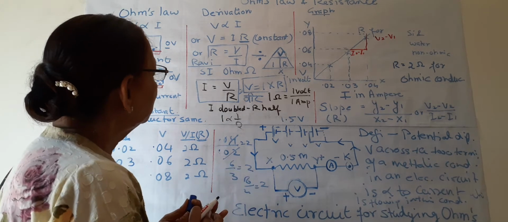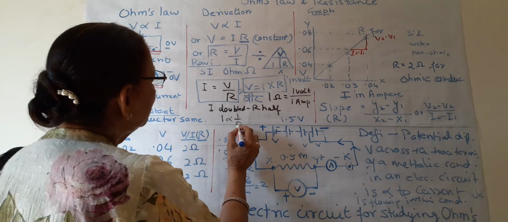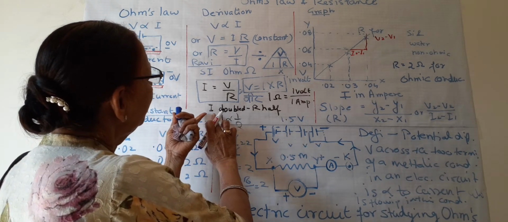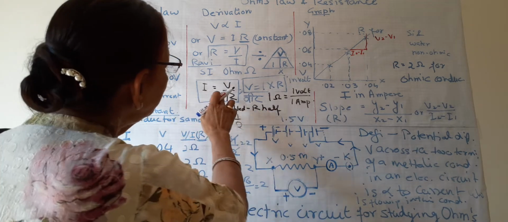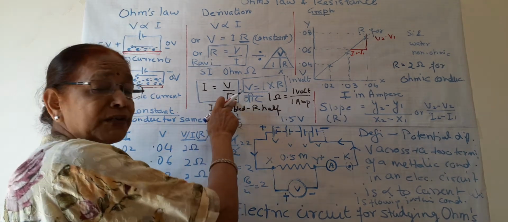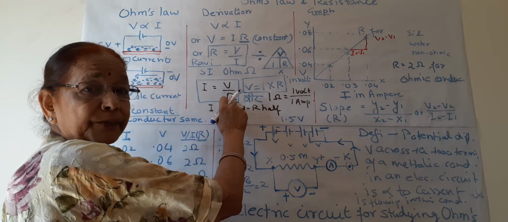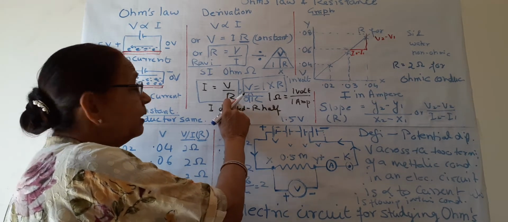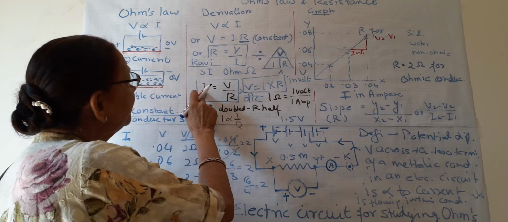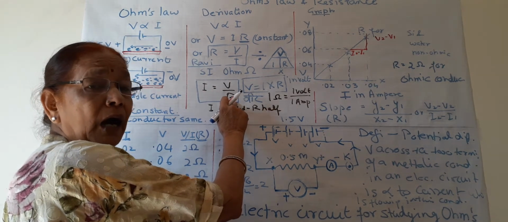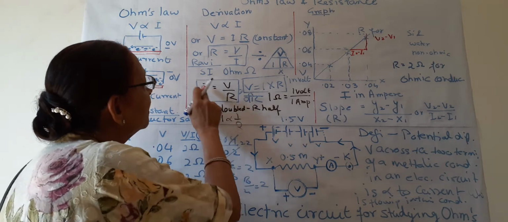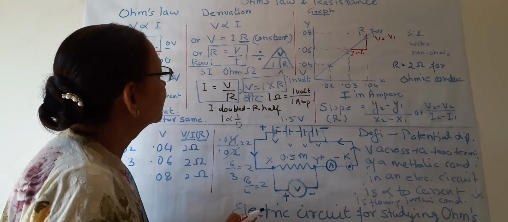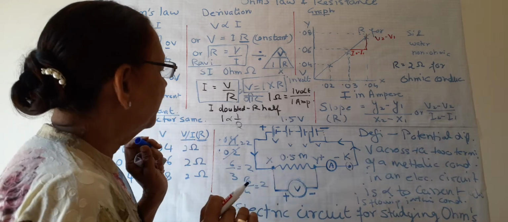So this is about this. And one more thing you can see, it is written here, if I is doubled, R is halved. From this formula you can see I is inversely proportional to R. R is in the denominator. So if I is doubled, R will be halved. If I is halved, R will be doubled, as they both are inversely proportional. This is one thing.